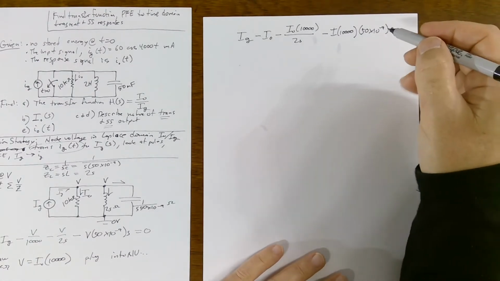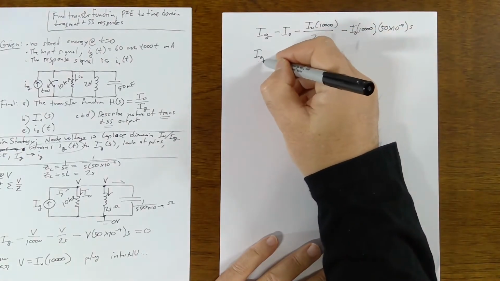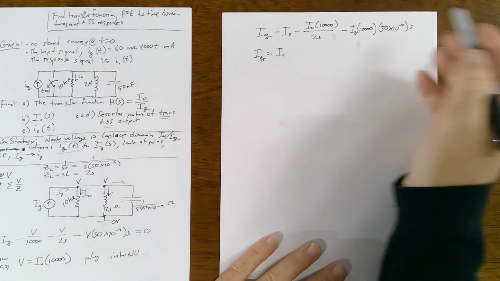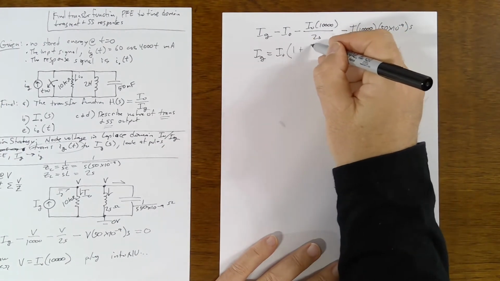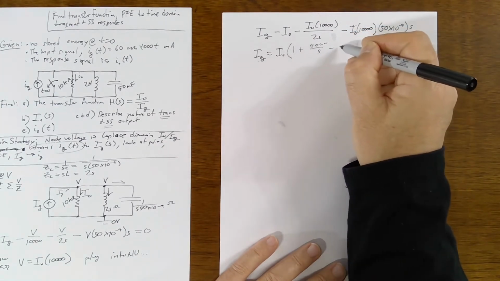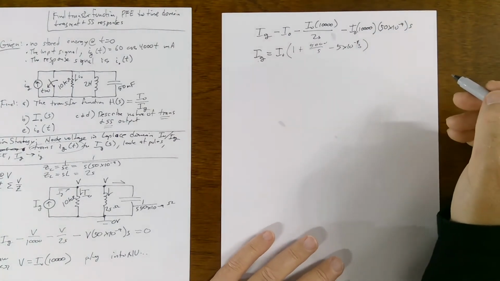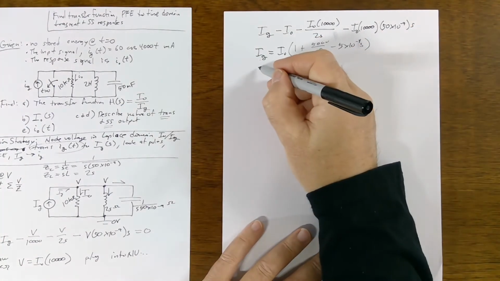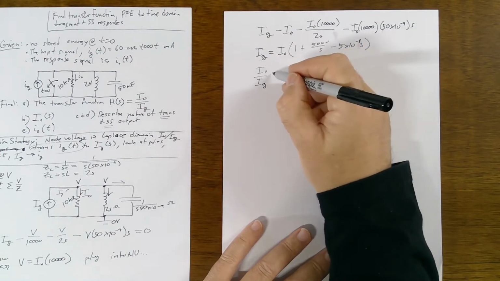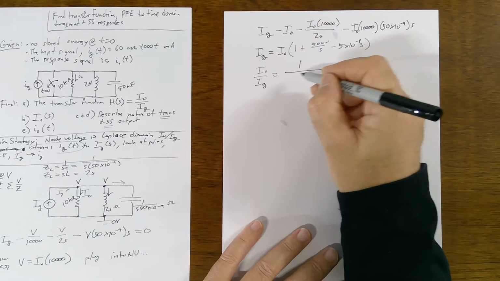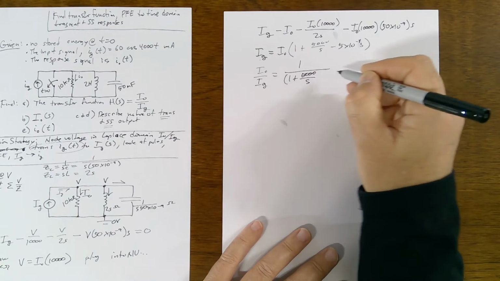We can factor out the I0s and move all these I terms to the other side, and you get 1 plus 5,000 s minus 5 times 10 to the minus 4 s. You get that, and then we can solve for I sub 0 over I sub g, our transfer function. It's going to be 1 over all of this stuff, 1 plus 5,000 s.